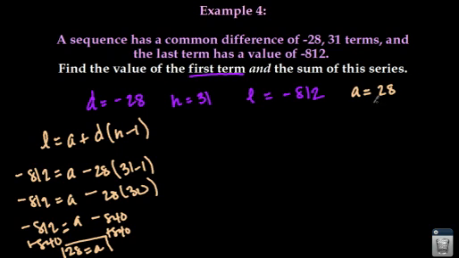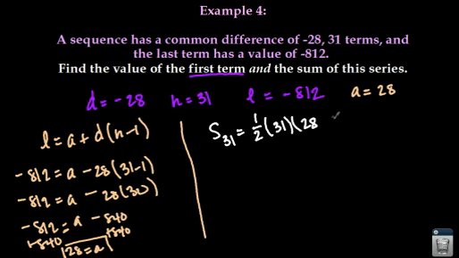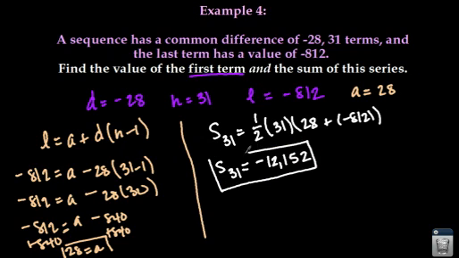So, A equals 28. So now we have everything we need to find the sum of this series. So we're going to say the sum of our 31 terms equals half times our number of terms times the sum of our first term, which we found out was 28, plus our last term. Okay, so we could simplify this or put it straight away into our calculator just like we see it on the screen. And we're going to end up with negative 12,152.